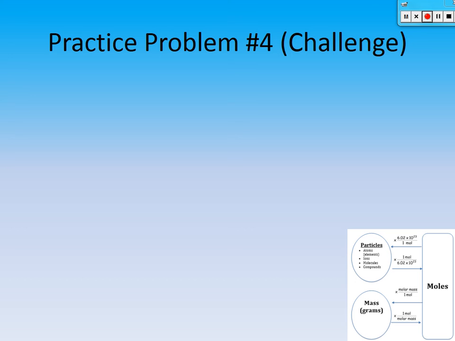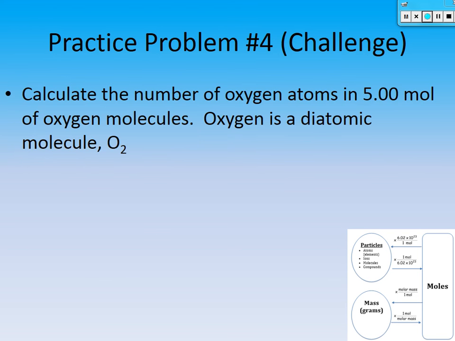All right, I've got another problem here, but it's a challenge problem. I would like to go through this one with you because there is a little twist to it. So let's read it. It says, calculate the number of oxygen atoms in 5 moles of oxygen molecules. And it says that oxygen is a diatomic molecule, which is O2. Okay, let's use the same 3 steps. Okay, let's underline what they gave us. The only number that they gave us is 5. Well, 5 moles of oxygen molecules, and we know the oxygen molecule is O2.